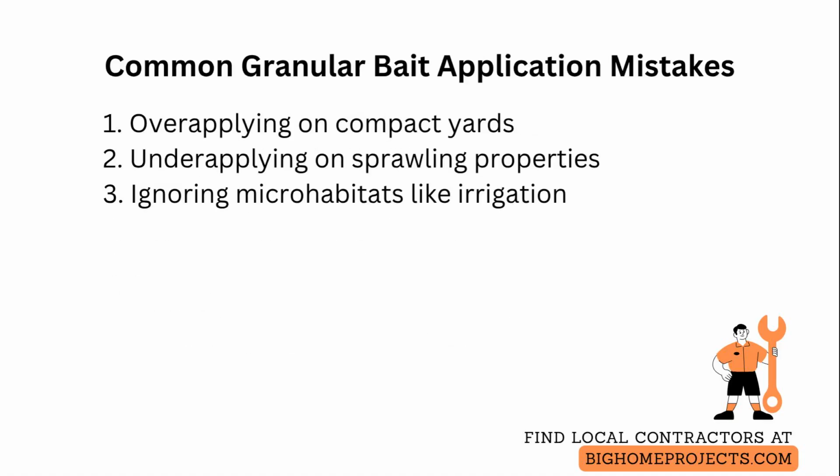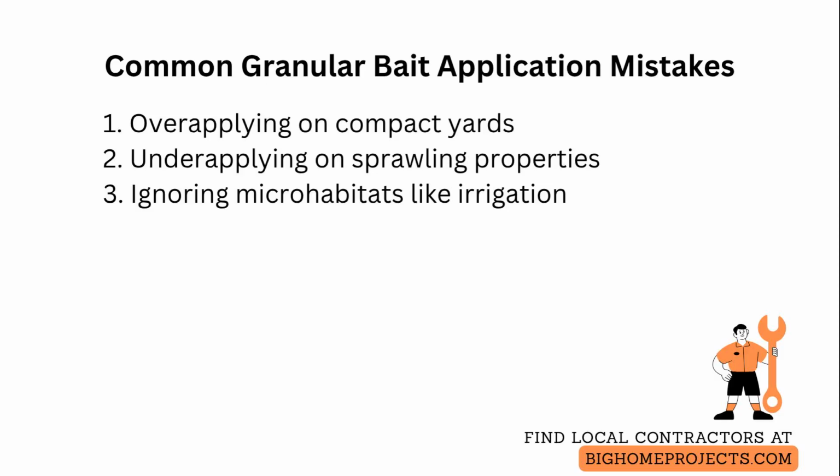3 common mistakes are overapplying on compact yards, which wastes product and can attract non-target animals, underapplying on sprawling properties, which leaves gaps for pests to bypass treated zones, and ignoring microhabitats like irrigation lines or dense vegetation where pests concentrate. To avoid overapplication, measure first and cap doses at 1 pound for larger sites. Spread it into multiple shallow placements instead of one mound.